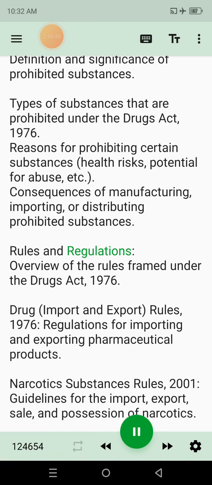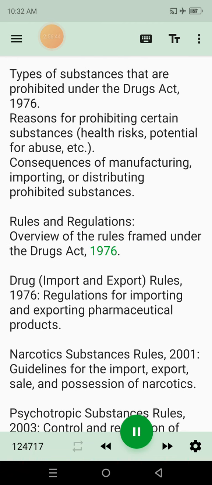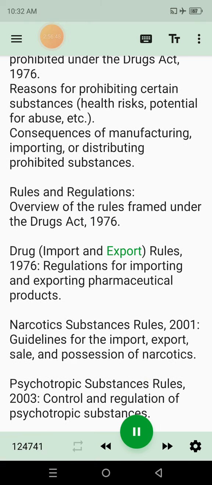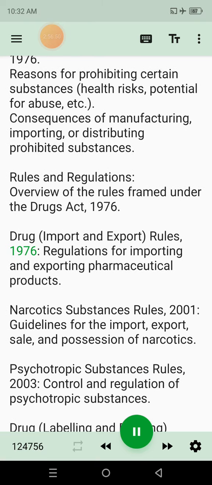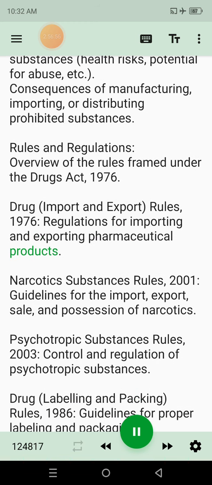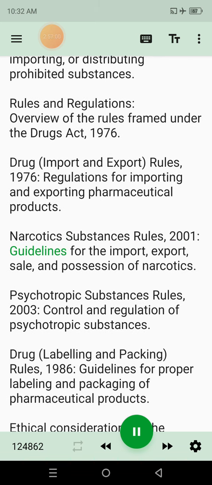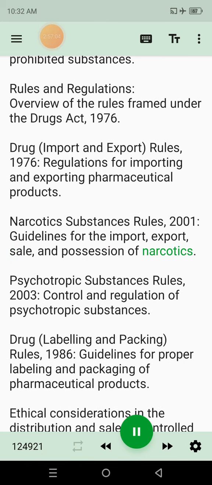Rules and regulations. Overview of the rules framed under the Drugs Act, 1976. Drug import and export rules, 1976. Regulations for importing and exporting pharmaceutical products. Narcotic substances rules, 2001. Guidelines for the import, export, sale, and possession of narcotics.